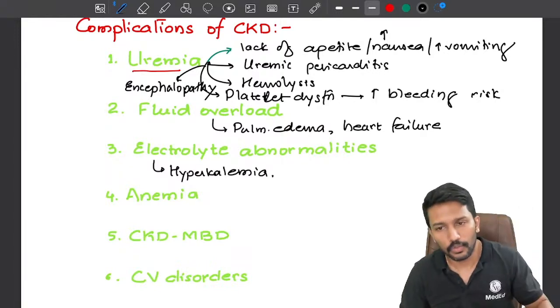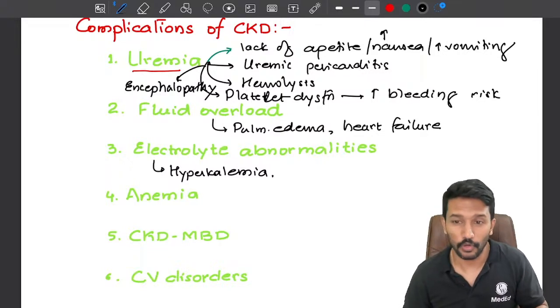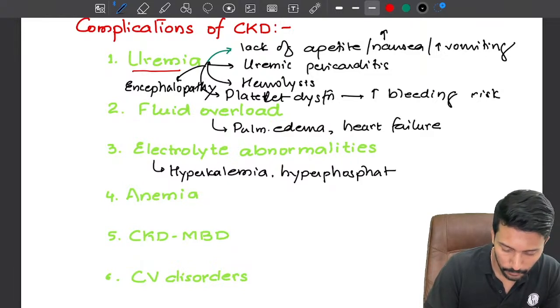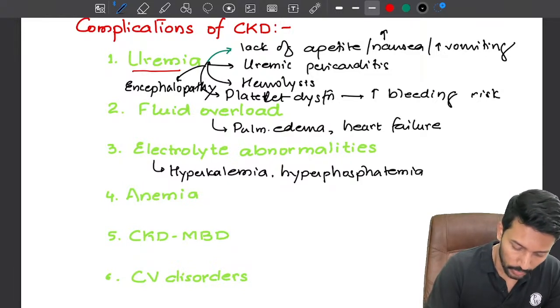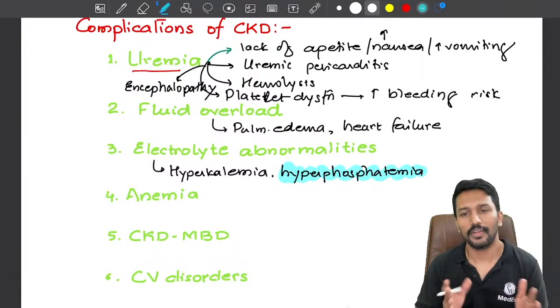Okay, number two, kidneys are supposed to eliminate phosphate. Once the kidneys are affected, phosphate elimination gets affected, and we can have hyperphosphatemia. I want you to remember here that other electrolyte abnormalities can happen in different kidney disorders.